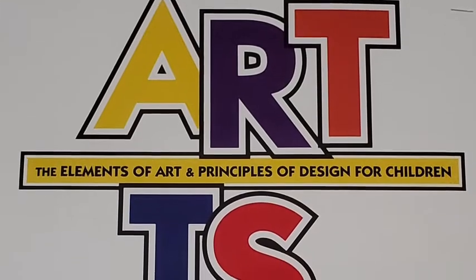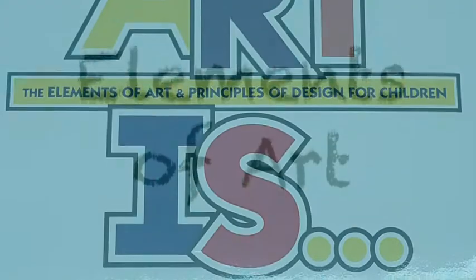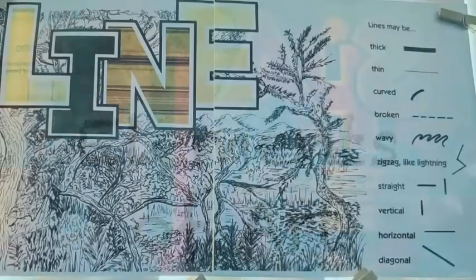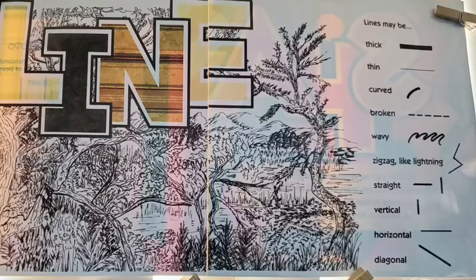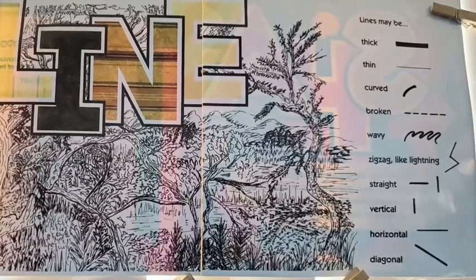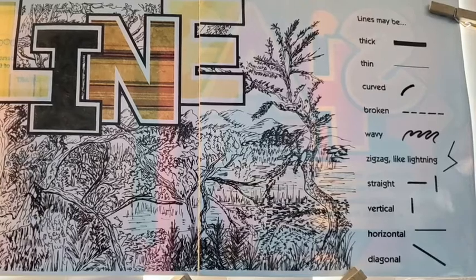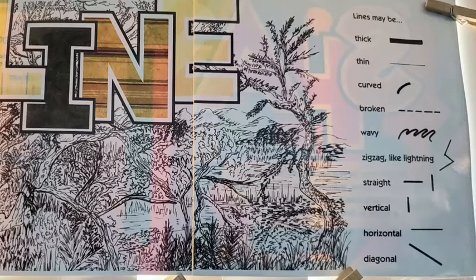Today we're going to look at the elements of art and the principles of design. The elements of art are line. Lines may be thick, thin, curved, broken, wavy, zigzag, straight, vertical, horizontal, or diagonal, and they are found all around us. Look at all the lines found in this table leg.